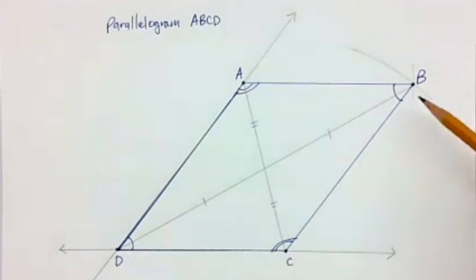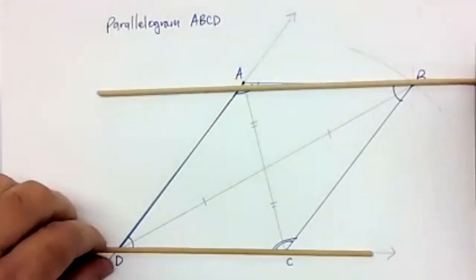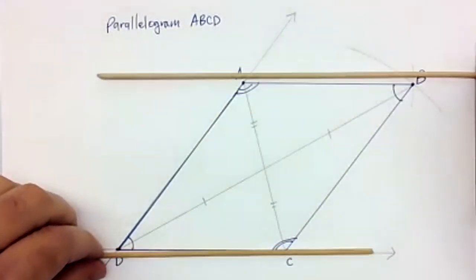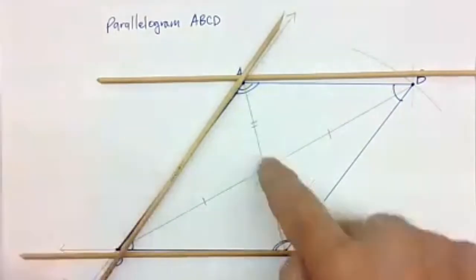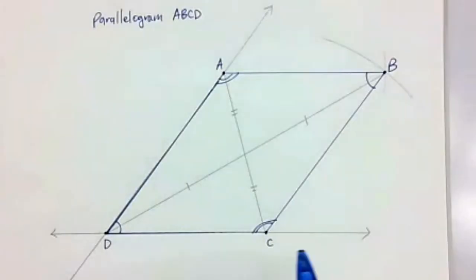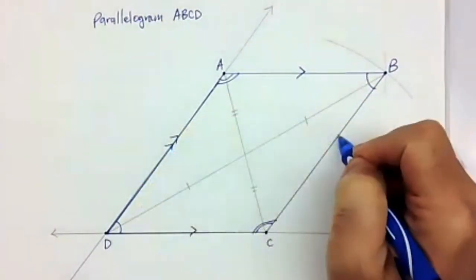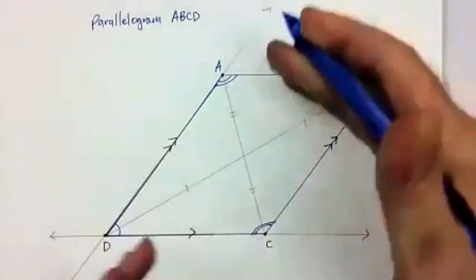And finally, it means that the consecutive angles are supplementary. They add up to 180, which we can easily prove, since consecutive angles are simply same side interior angles, right? Which we already know are supplementary. Again, we've shown that AB is parallel to DC and AD is parallel to BC, and we didn't have to construct any parallel lines.